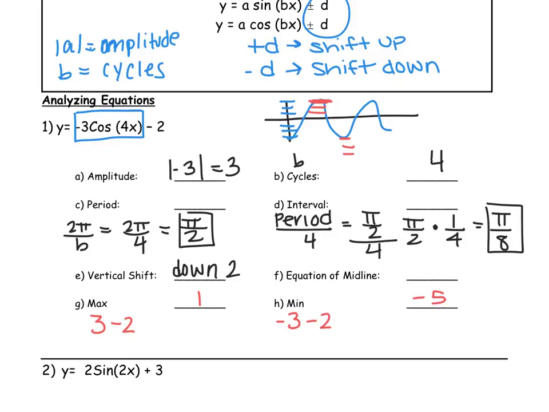And then the new equation of the midline is very simple. It's just wherever the vertical shift is. So the equation of the midline will be the line y equals negative 2. So if I were to graph this new max and new min, my new midline would be at the line y equals negative 2. And we'll discuss this picture more in detail tomorrow, okay?